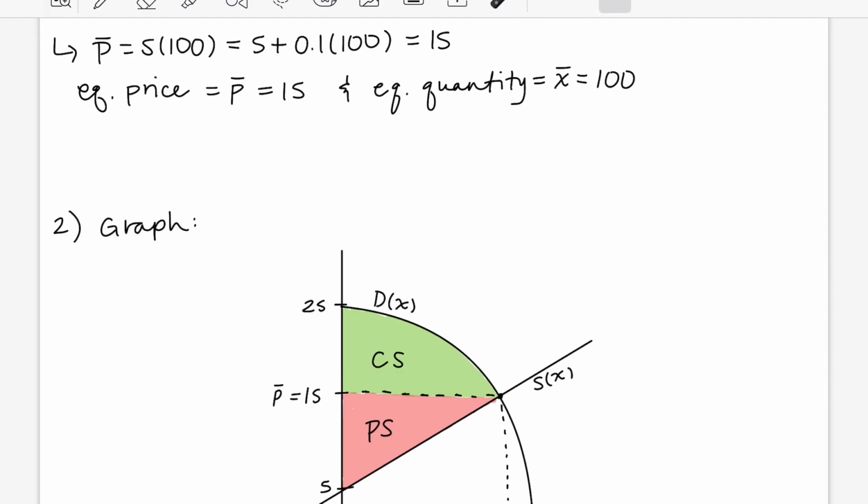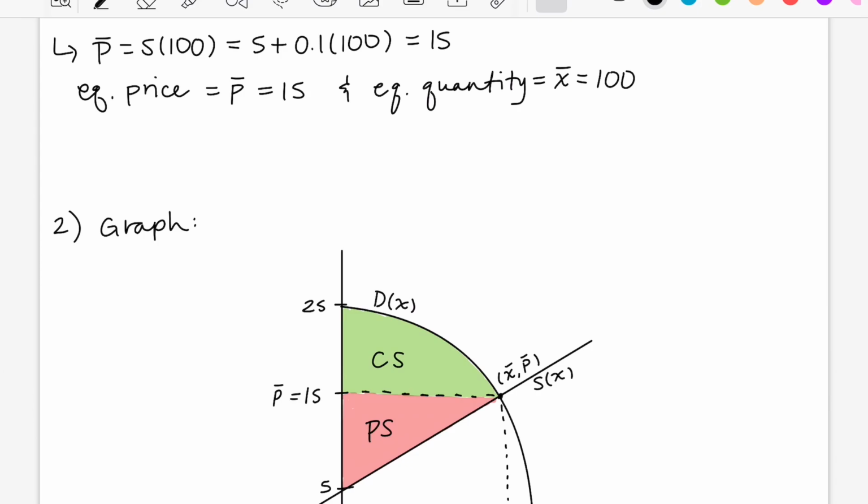And similarly, we know from our definition that the producer's surplus was given by the area between our p bar, our equilibrium price, and our price supply equation S of x, bounded by the lines x is equal to 0 and x is equal to x bar. Those are the shaded regions respectively. This is our consumer surplus and our producer surplus. So visually, that's what's happening here. This is our point x bar, p bar.